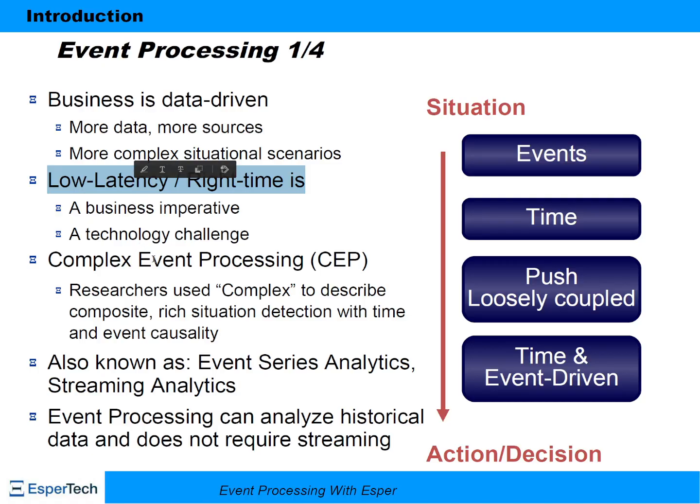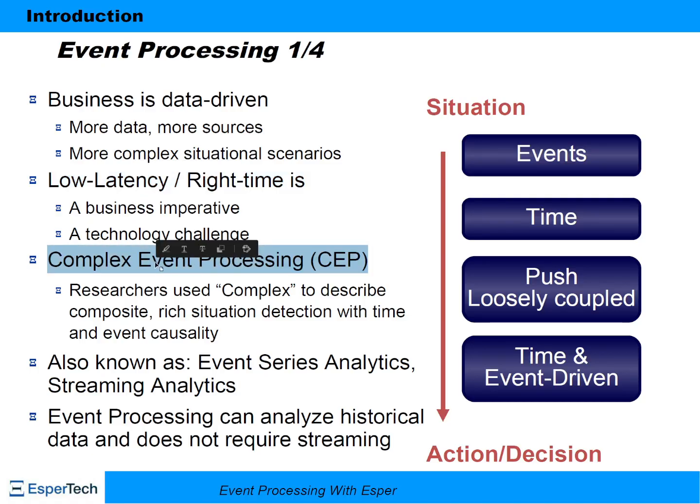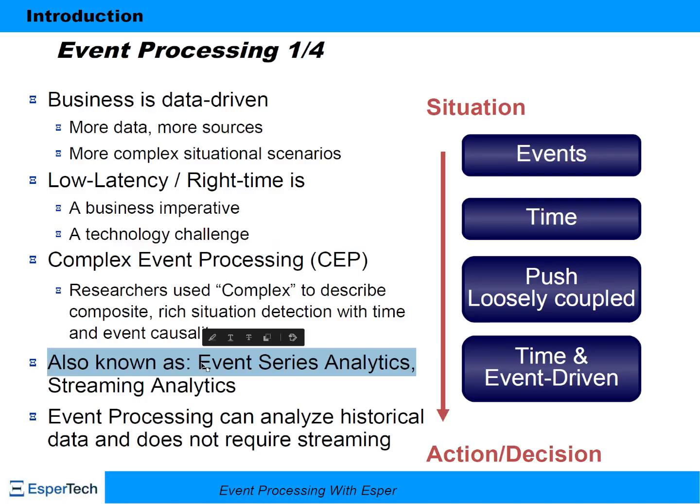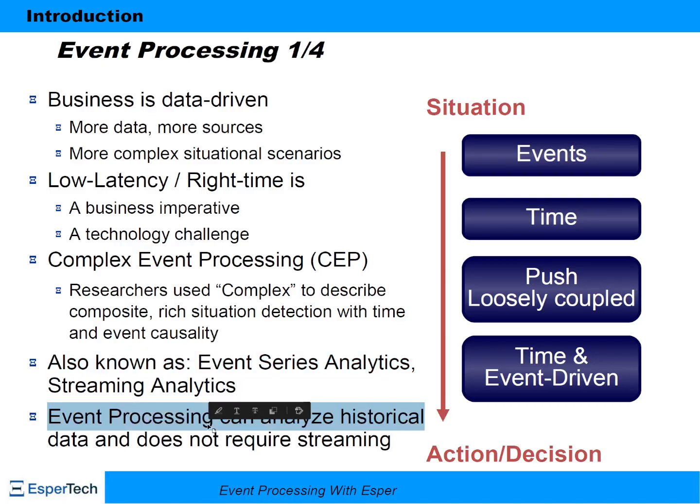Researchers in the early 1990s called this field complex event processing. With complex, the researchers meant composite, rich situation detection with time and event causality. Event processing is also called event series analytics and streaming analytics. Event processing can also analyze historical data by replaying time and events. Event processing does not require streaming data.